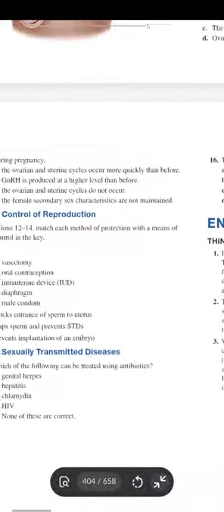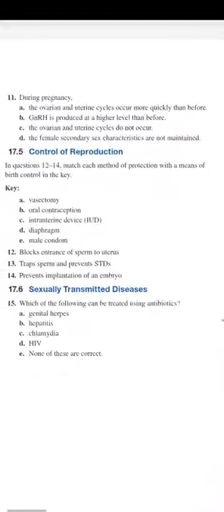Question number 11. So during pregnancy, the ovarian and uterine cycle occurs more quickly than before. GnRH is produced at higher levels than before. The ovarian and uterine cycles do not occur. The female secondary sex characteristics are not maintained. So this is obviously wrong.